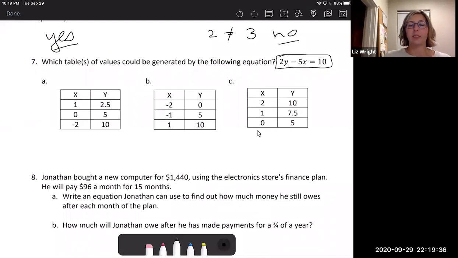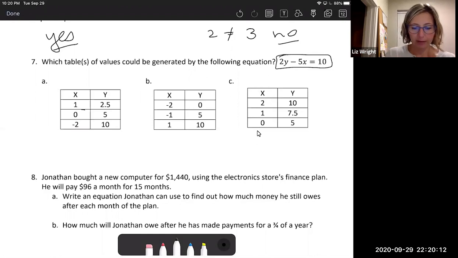So I'm going to say a couple things here. If you find one ordered pair that works, you have to check at least one more. You have to find at least 2 in a table. And if you find at least 2 that work, then you can circle that table. So I'm going to say that again. If you find one ordered pair that works, you have to check at least one more ordered pair to verify that that whole table could be generated by that equation. If you find one ordered pair that does not work in the equation, then you can cross off the whole table.